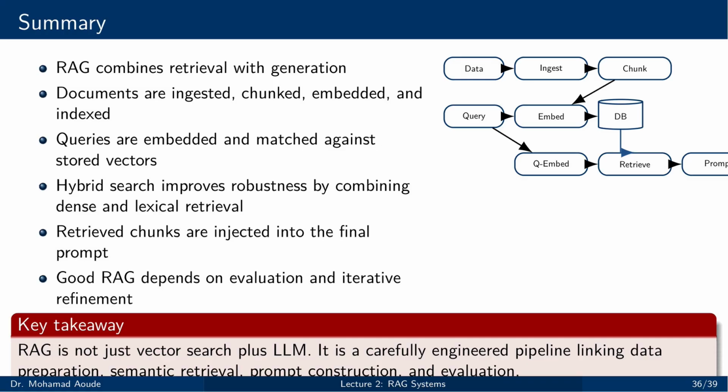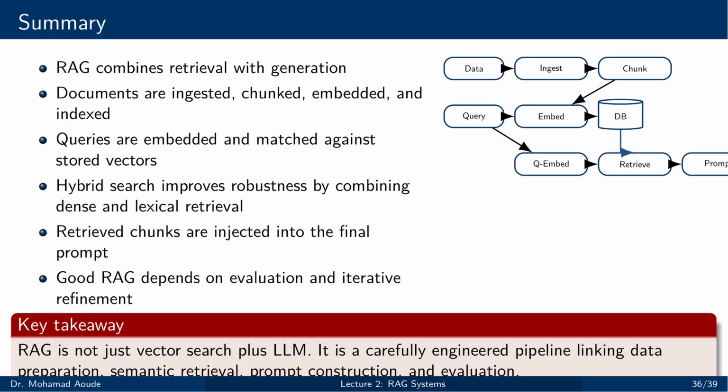We began by identifying the limitations of standalone language models and the motivation for retrieval-augmented generation. We then examined the offline path: ingestion, chunking, embedding, and indexing. After that, we studied the online path: query embedding, retrieval, prompt construction, and grounded answer generation. We also compared dense retrieval and lexical retrieval, introduced hybrid search, and looked at evaluation loops and typical failure points.